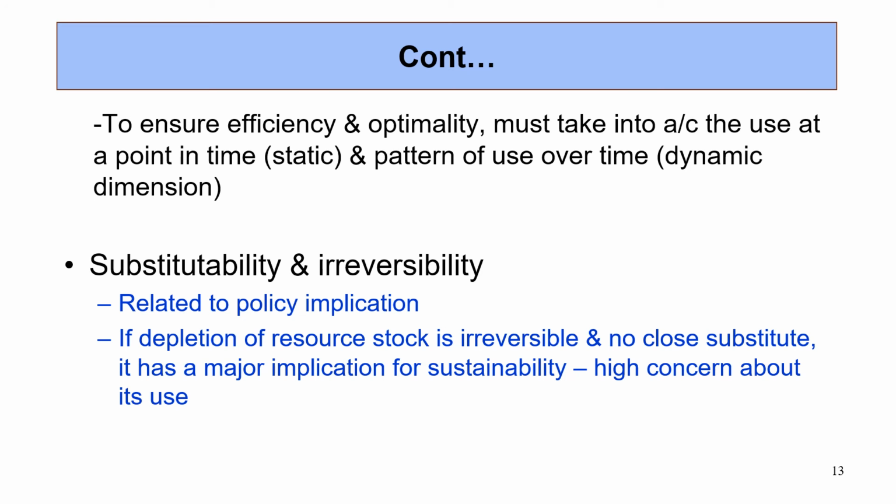The consequence is that we are destroying the habitats of orangutan. So the consequence of our action is irreversible and there is no close substitute. In the case of orangutan, once it is gone, it is gone. So if you have this kind of stock, it has a major implication for sustainability. So we have a high concern about the use of this kind of stocks. So when you want to use a stock, you have to think whether it has a substitute or whether it has an irreversible impact.